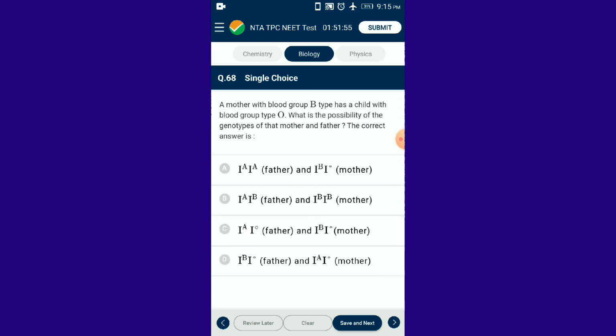Question number 68. A mother with blood group B has a child with blood group type O. What is the possibility of the genotypes of the mother and father? The correct answer is I^A I^O for the father and I^B I^O for the mother. Blood group inheritance in humans is a perfect example of codominance and multiple alleles, governed by three alleles, namely I^A, I^B, and i. The I^A and I^B alleles are codominant with respect to each other and dominant over the recessive allele i. So the answer is option C.